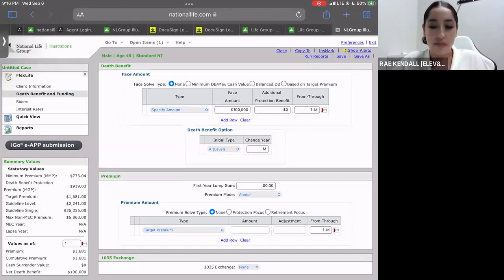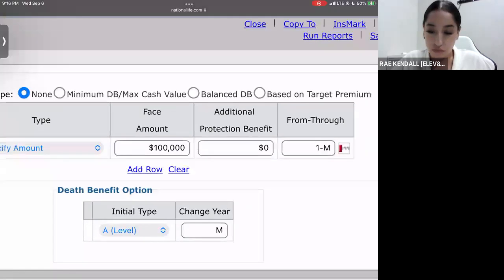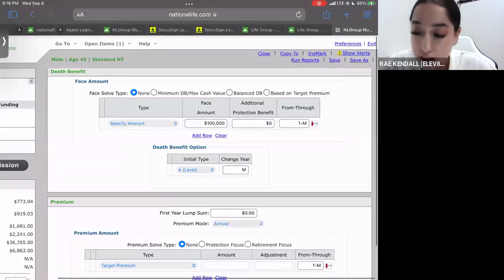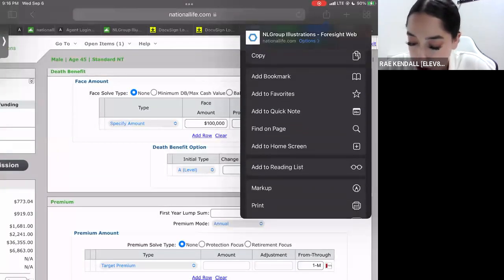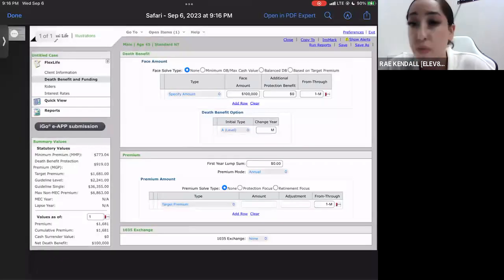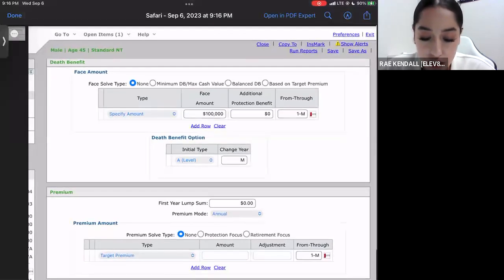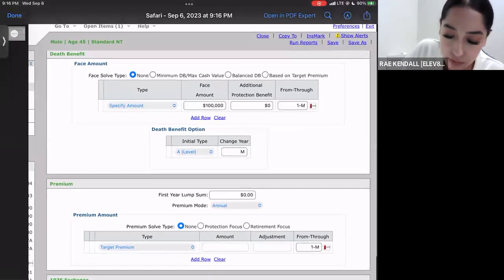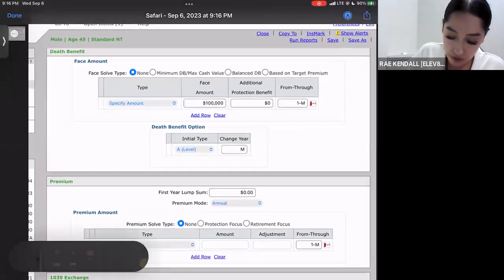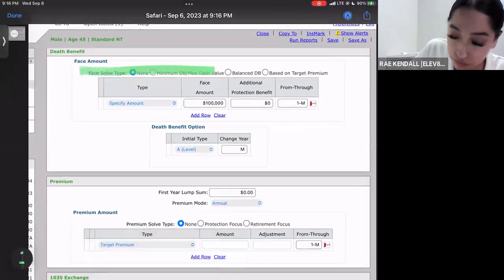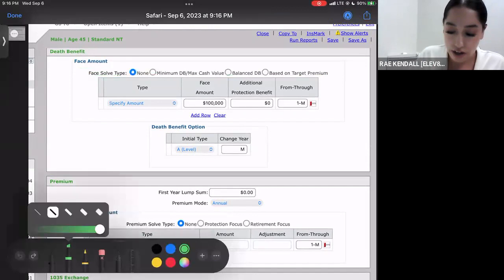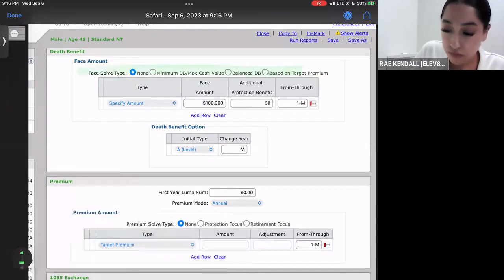Perfect. So when you're in your Flex Life, you can dive into strategizing your policy. So IULs, and I'm actually dropping content on this. There's so many different ways you can strategize an IUL policy. And I'll break down really what each of these does. So these face solve types right here, let me give a little highlighter, are different ways that you could strategize the policy.